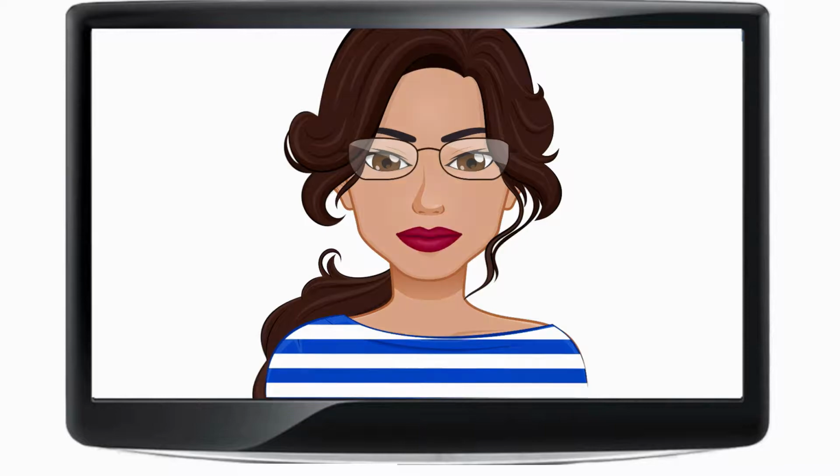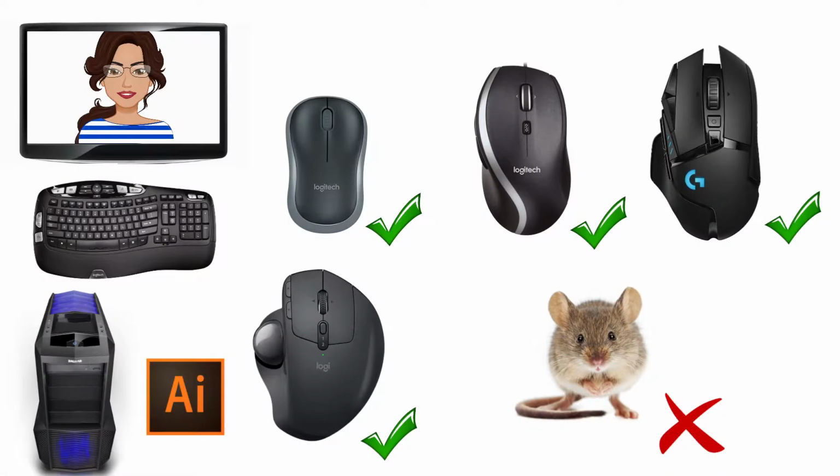Welcome to my channel. In today's video, we are going to learn how to create a new blank canvas in Adobe Illustrator version CS6, that is Charlie Sierra 6. Please make sure you have all the necessary equipment if you want to follow this tutorial. Let's start.